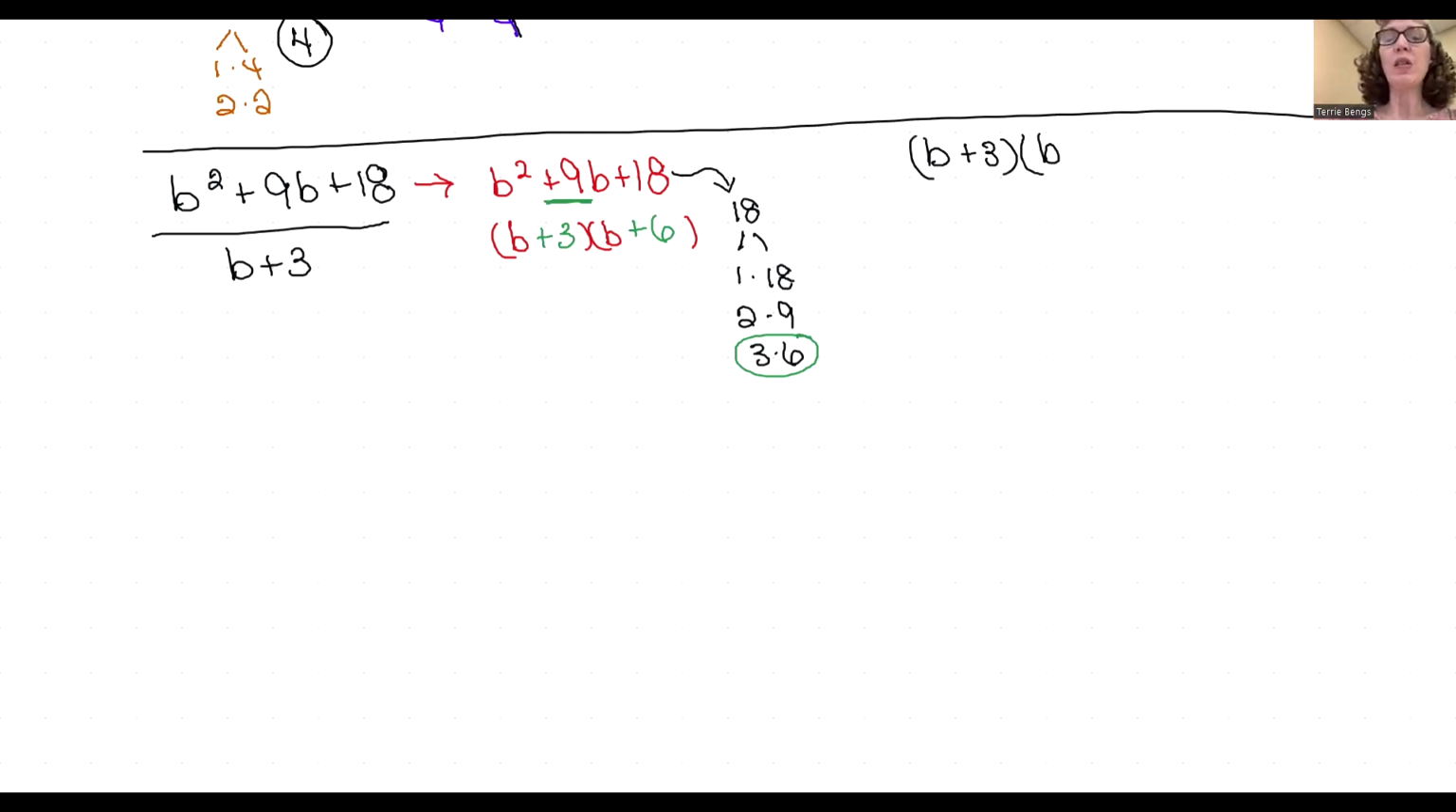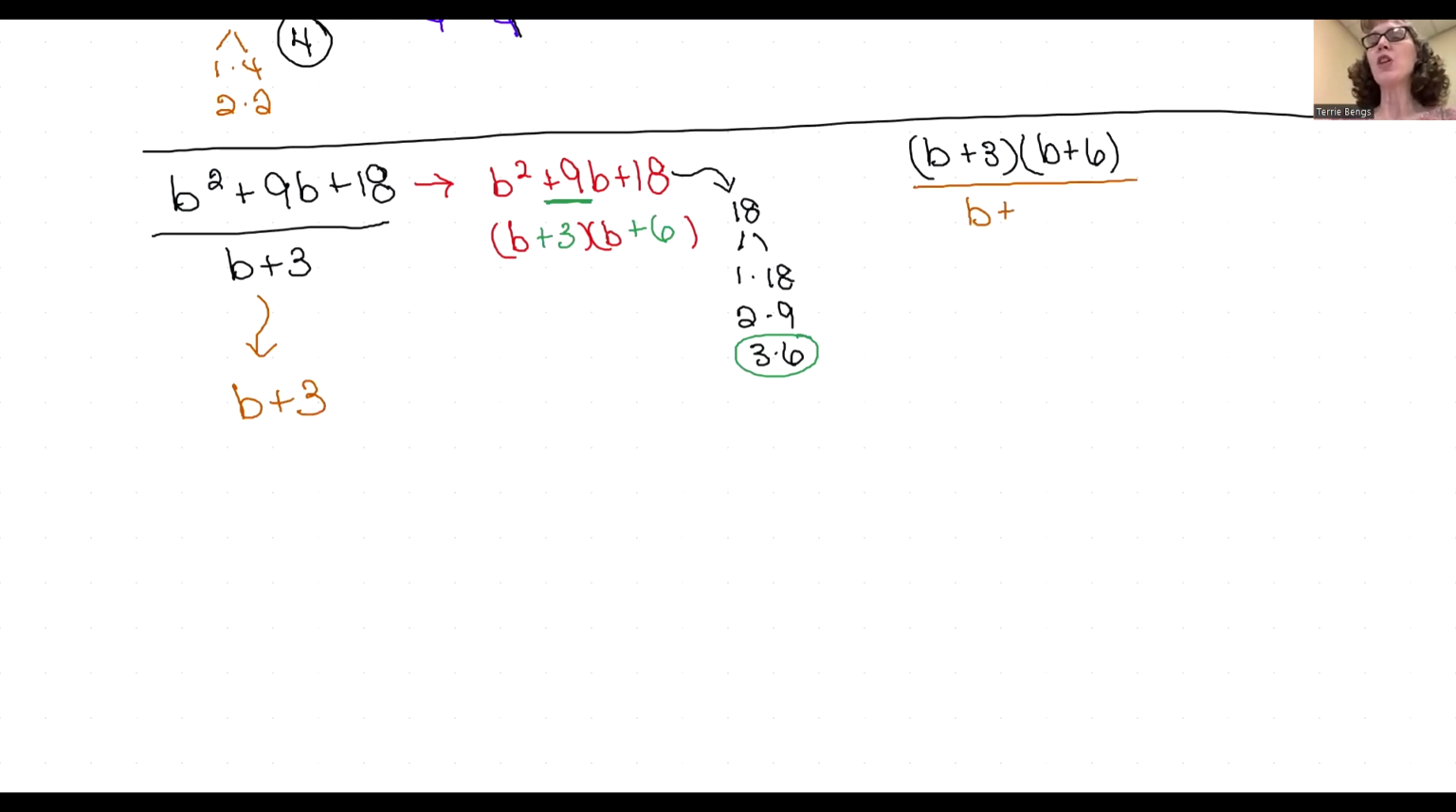All right, let's look at the bottom. So we'll bring our bottom down. What do we have? b plus 3. Hey, I can't think of anything I can do to that to factor out. That's as simple as it can be, right? There's no numbers, there's no variables on both. So we're just going to bring that b plus 3 over to this other side.